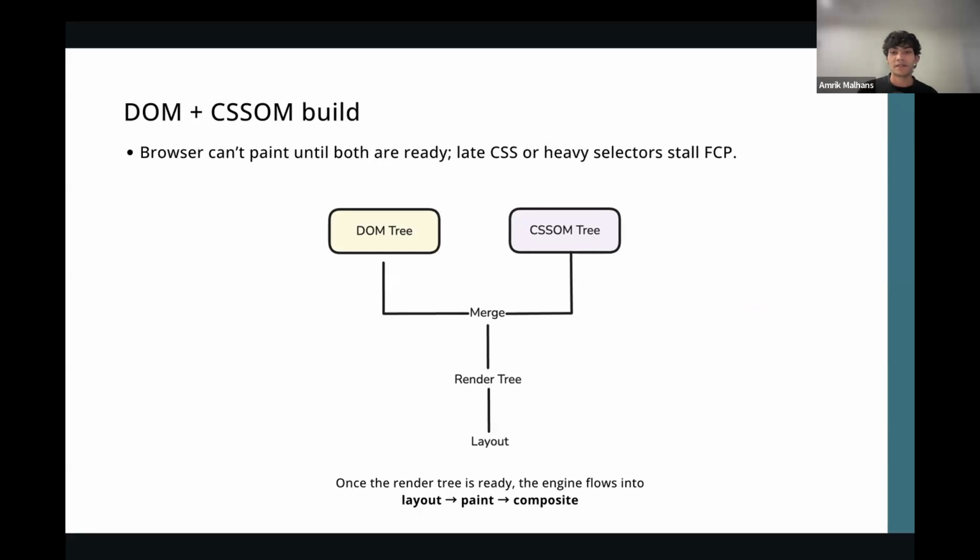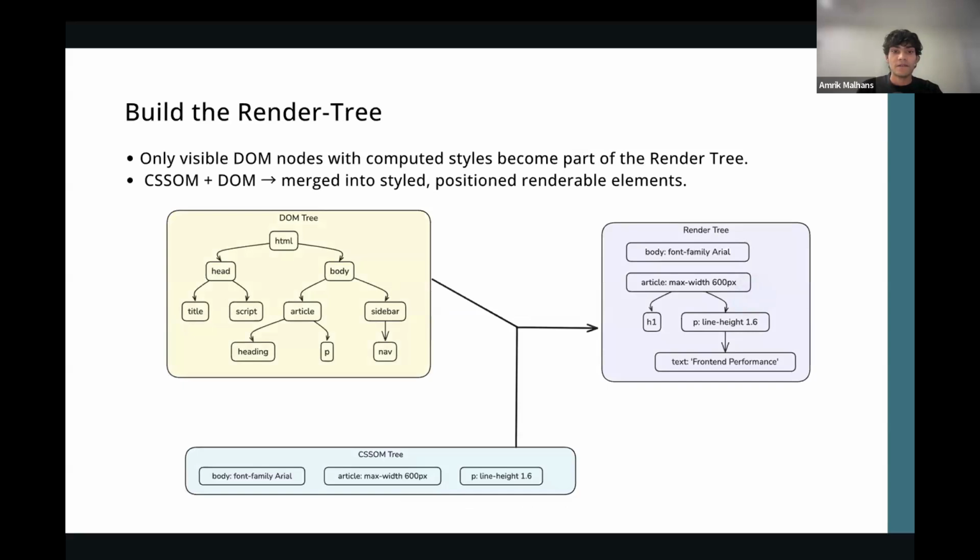The parser waits for the CSS, and scripts that depend on layout, like the ones that read offset height or modify styles, are also blocked. Once both the DOM and CSS object model are built, the browser merges them into a third structure, the render tree. This render tree filters out elements with display none, script tags, meta tags, etc., and only elements that are visually renderable and styled make it into this tree.